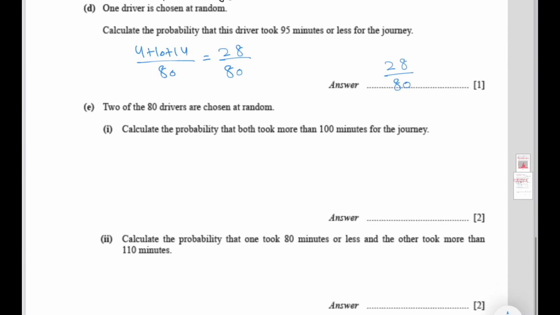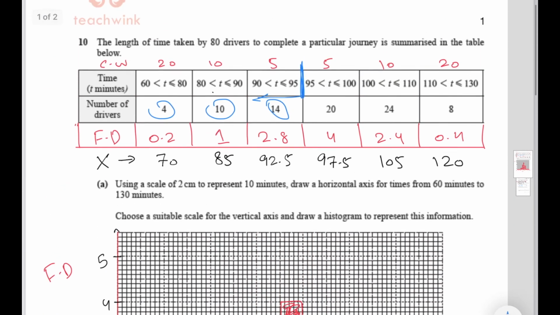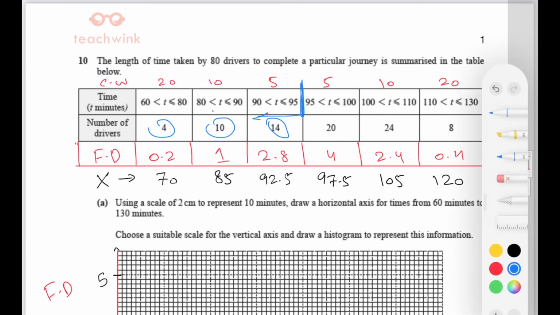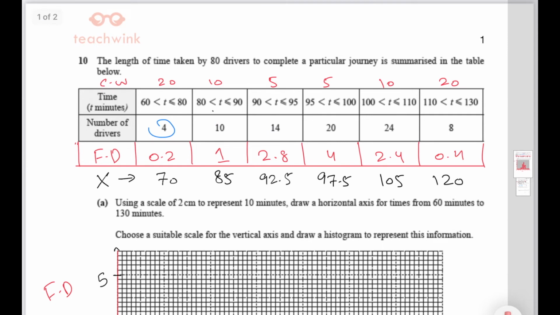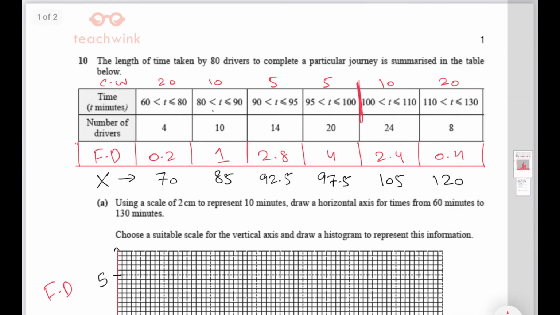The next part says 2 of the 80 drivers are chosen at random. Calculate the probability that both took more than 100 minutes for the journey. Okay, so both took more than 100 minutes. Let's do it in red so that it's visible. Let's remove the blue color from here. So both of them took more than 100 minutes. That means anything above this red line, which includes 24 and 8. So when you add 24 and 8, this makes it 32.